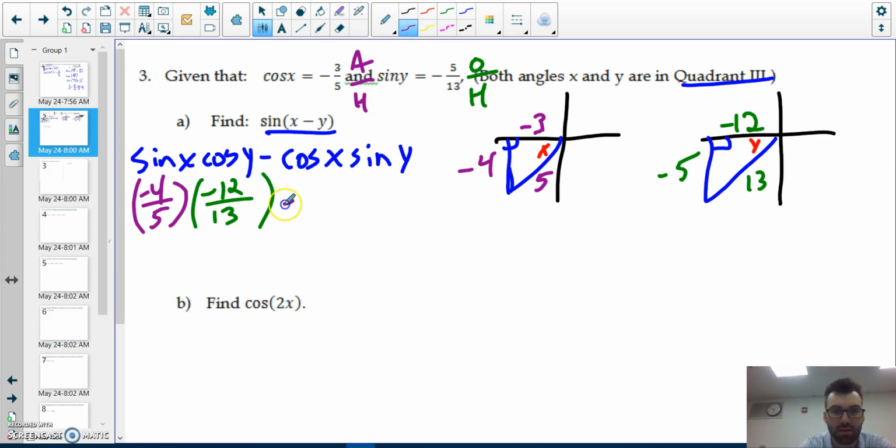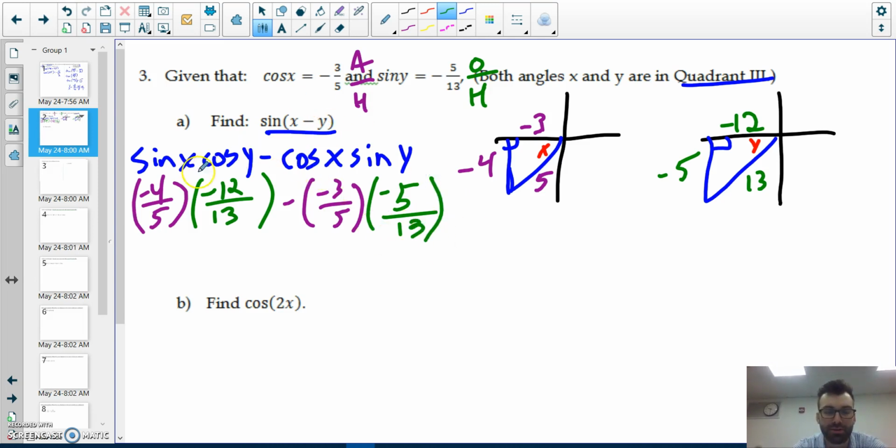Cosine of x, adjacent over hypotenuse, and you're also given it up here, -3 over 5. And then sine of y, which you were given here, -5 over 13. Okay? Multiply these fractions. Alright, so 4 times 12, okay, you get 48.